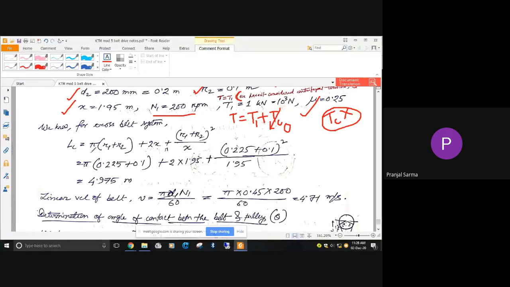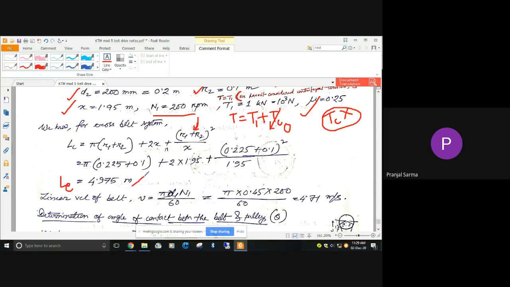L can be given by pi into (R1 plus R2) plus 2x plus (R1 plus R2) whole square divided by x. Here it is plus; in case of open belting it is negative, (R1 minus R2). So we just put in the values of R1 and R2. From the diameter values we already have the radius values, the central distance is already given, and we can put in the other values directly. We have obtained the length of the belt for the cross belting as 4.975 meter.